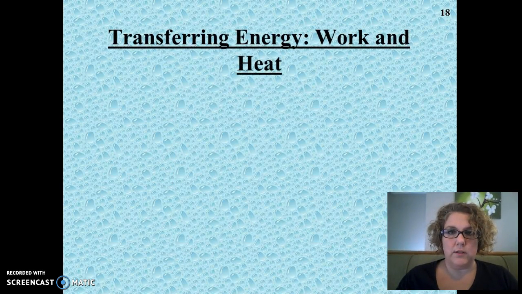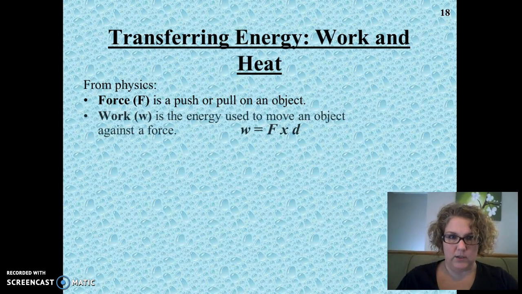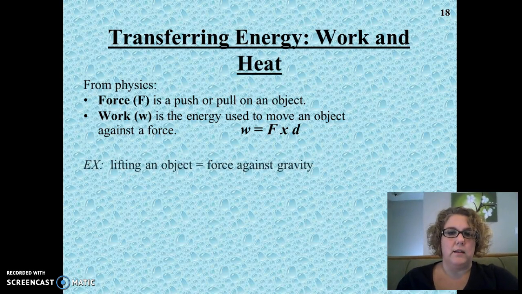Now, putting it together with work. We can transfer energy with work and heat. From physics, we know that force is the push or pull on an object. We know that work is the energy used to move an object, and that's equal to force times distance. So lifting an object, you're working against the force of gravity.